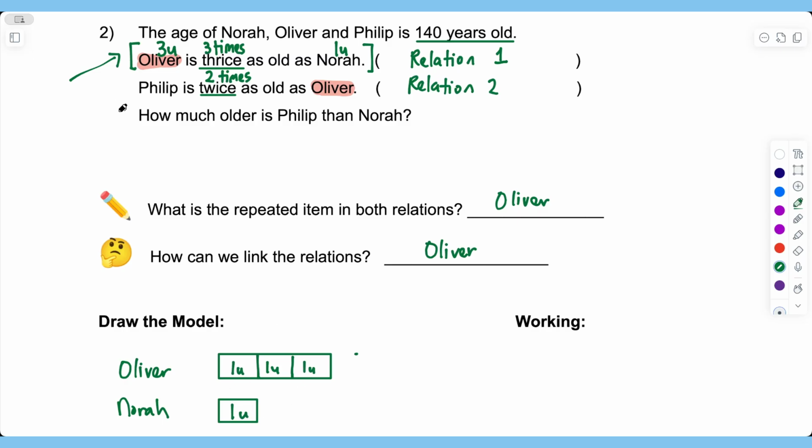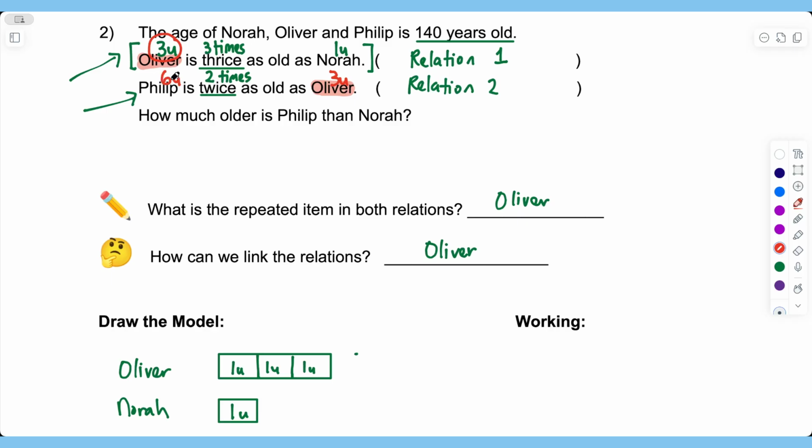Now on to the next relation. Philip is twice as old as Oliver. Oliver is 3 units in the first relation. So to link them up, we need to assign 3 units to Oliver. They have to be the same in relation 1 and 2 because they are repeated. Since Oliver is 3 units here and Philip is twice, that means 2 times. So Philip will be 6 units.